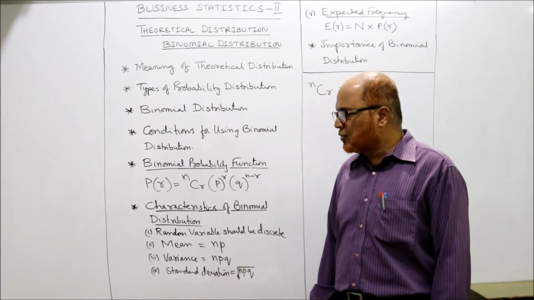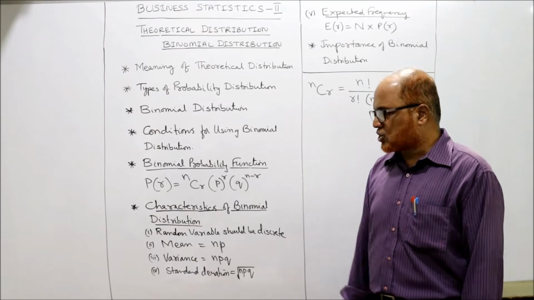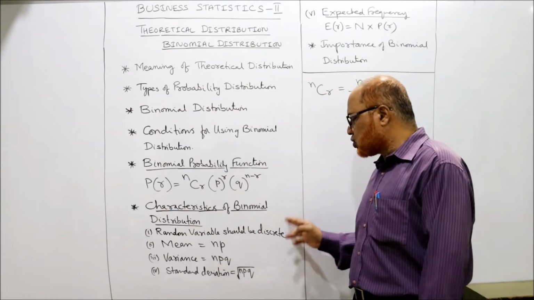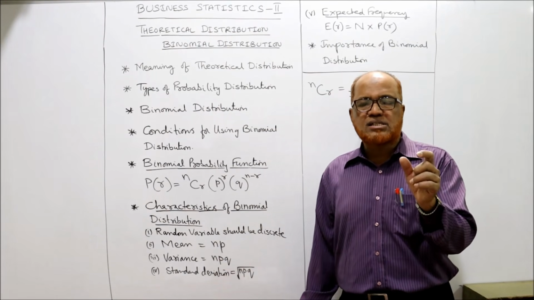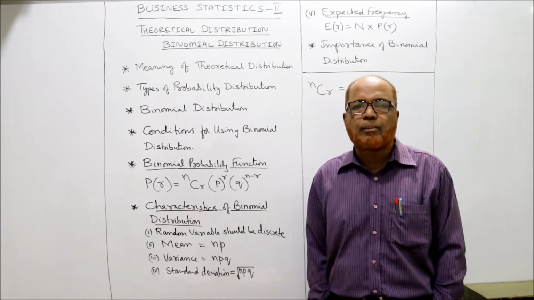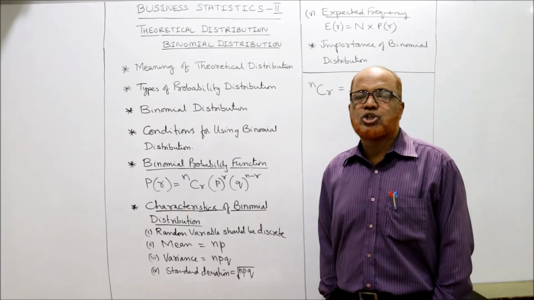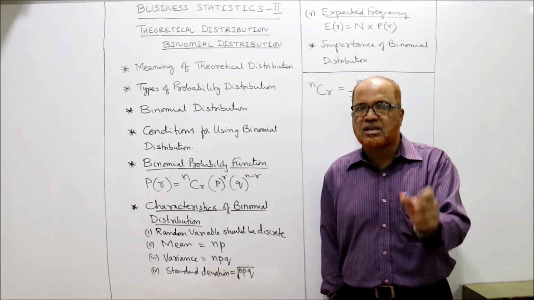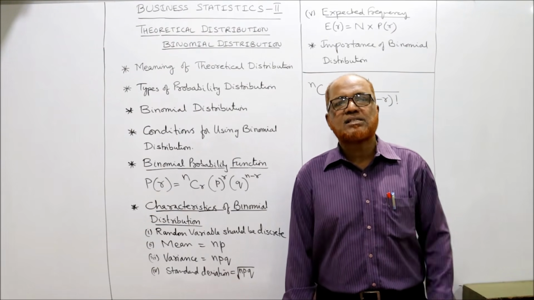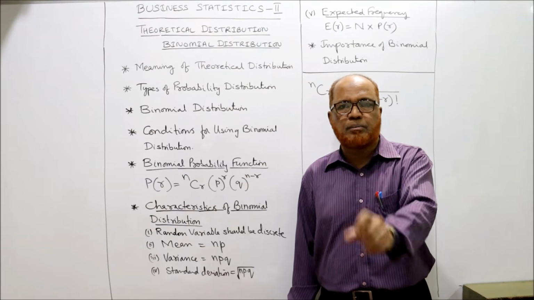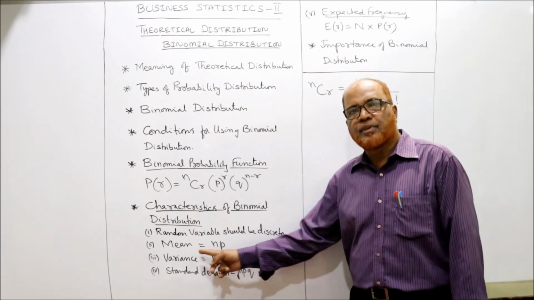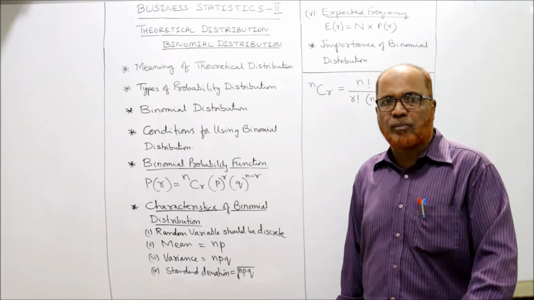problems of binomial distribution. Now, characteristics of binomial distribution. What are the characteristic features of this binomial distribution? First of all, random variable should be discrete. The first characteristic feature of this binomial distribution is it will be applied only when the random variable is a discrete variable. It should not take a range of values, it should be discrete values. Secondly, the mean of a random variable is n into p. N stands for number of times the experiment is repeated. P stands for probability of success. So when you multiply n into p, you will get the mean of the binomial distribution.